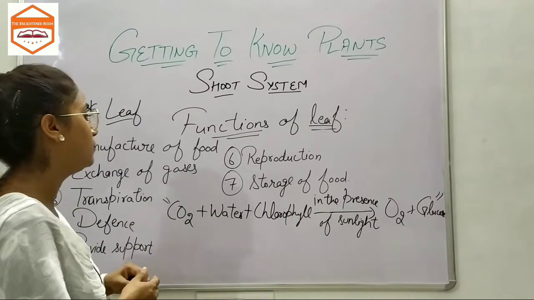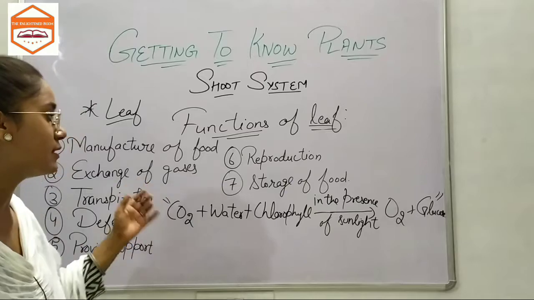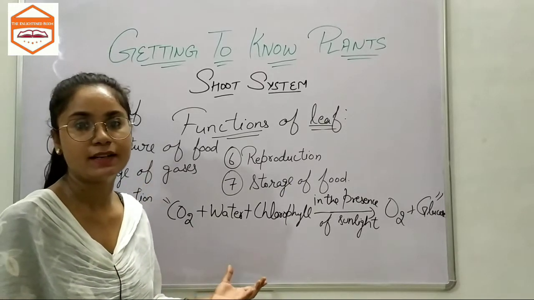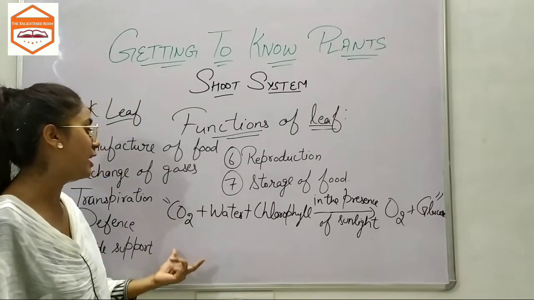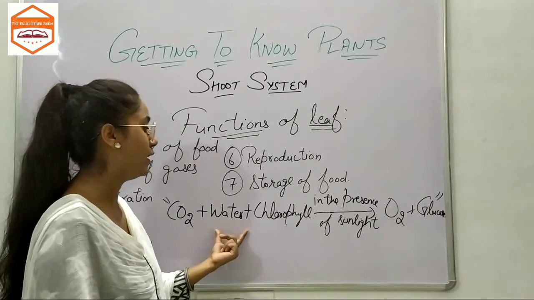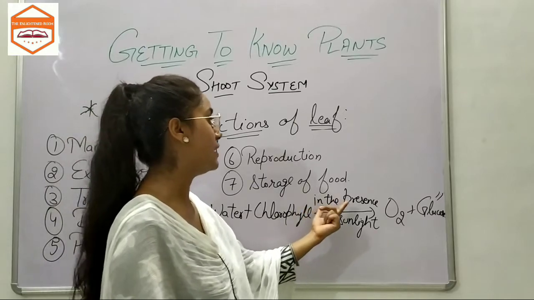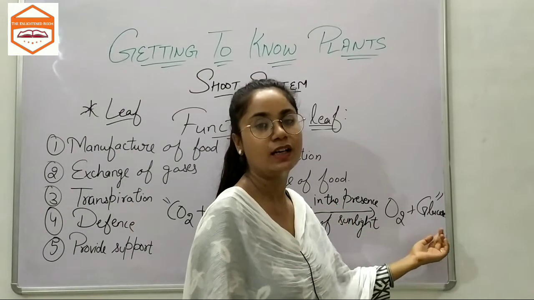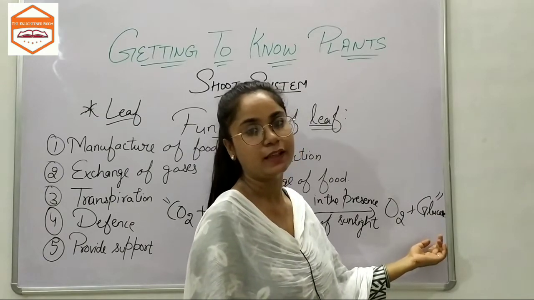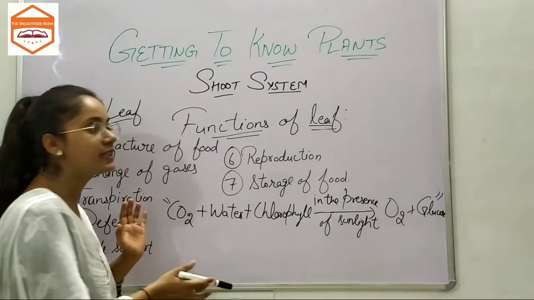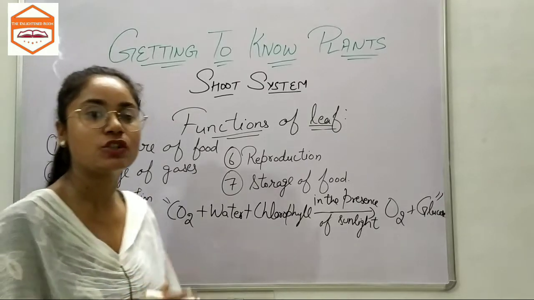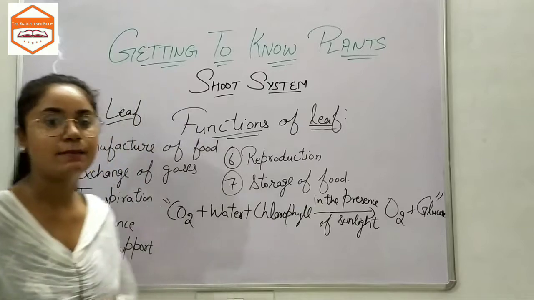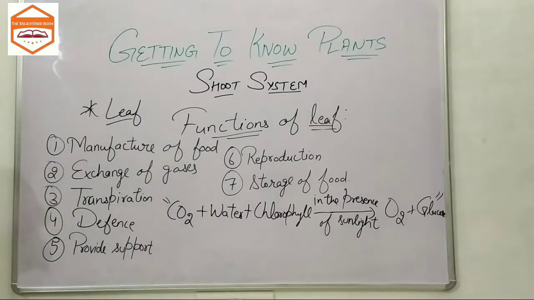And you all know that photosynthesis is a process in which a leaf of a plant prepares its own food with the help of carbon dioxide, water, and chlorophyll in the presence of sunlight, and prepares glucose and oxygen. Glucose is a form of energy prepared by the leaf. Due to this reason, the leaf is also known as the kitchen of the plant and the food factory of the plant. Now let's discuss the second point, which is exchange of gases.